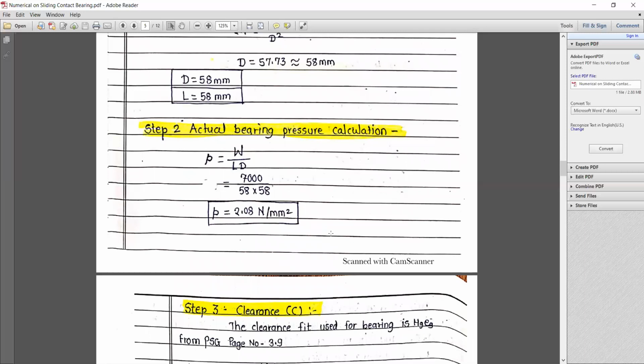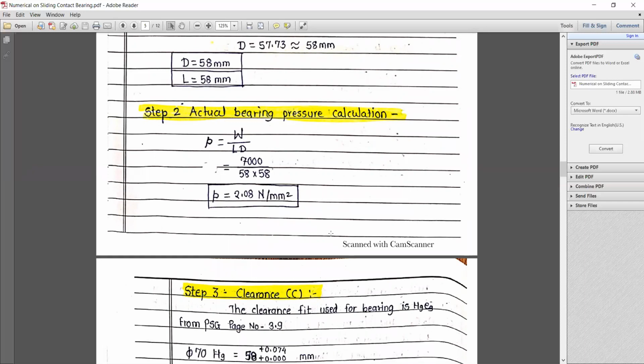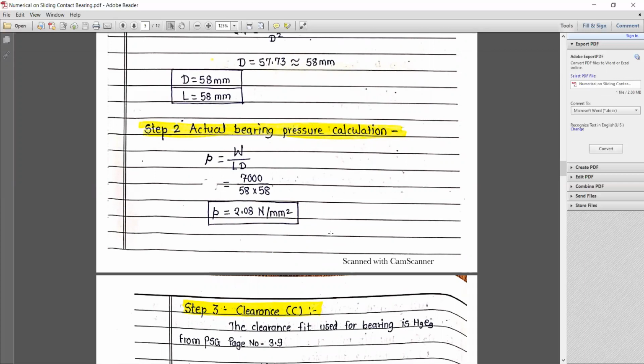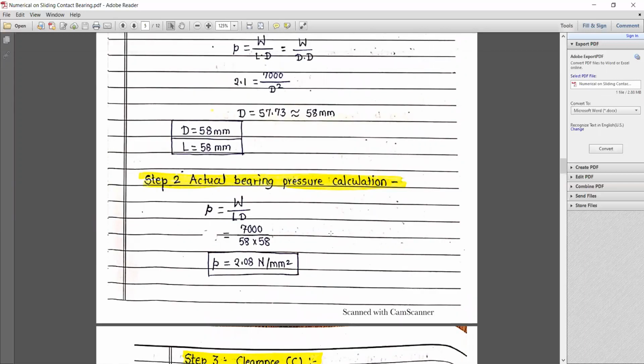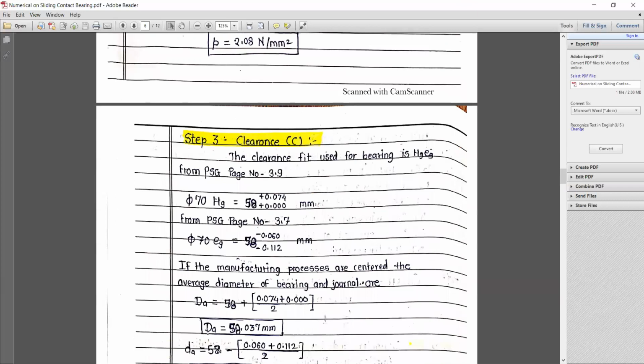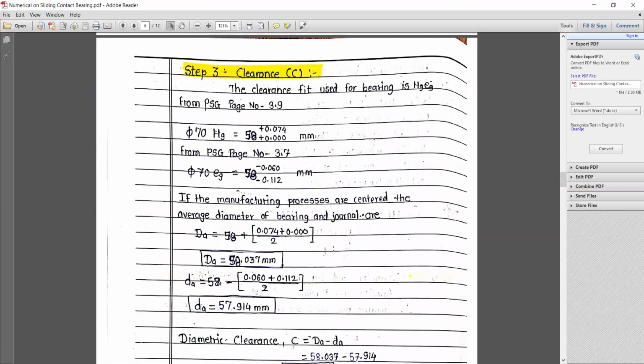As soon as we modified the length, the actual bearing pressure gets modified. Now we are going to find out the actual bearing pressure. Putting all the values, that is W, L and D, the bearing pressure which we get is 2.08 Newton per mm square. We had selected 2.1, but in actual practice it is 2.08 Newton per mm square. Next, find out the clearance value, that is the diametric clearance.